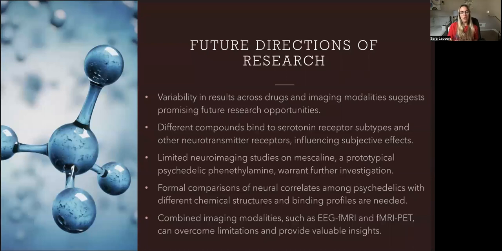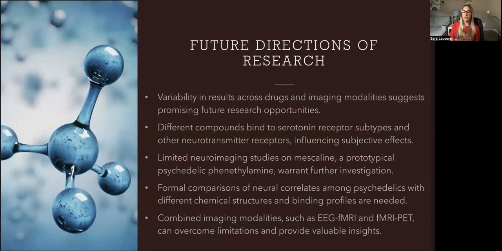So future directions, I have two slides left, y'all. Variability in the results across drugs and imaging modalities suggests promising future research opportunities to better put our finger on what's going on, seeing some of the unique aspects of the different psychedelics. Different compounds bind to serotonin receptor subtypes and other neurotransmitter receptors, influencing subjective effects. So we know that about serotonin and dopamine, for example, with entactogens, and then ayahuasca, for example, has an effect on multiple neurotransmitter receptors. There are limited neuroimaging studies on mescaline, a prototypical psychedelic phenethylamine, which warrants further investigation.